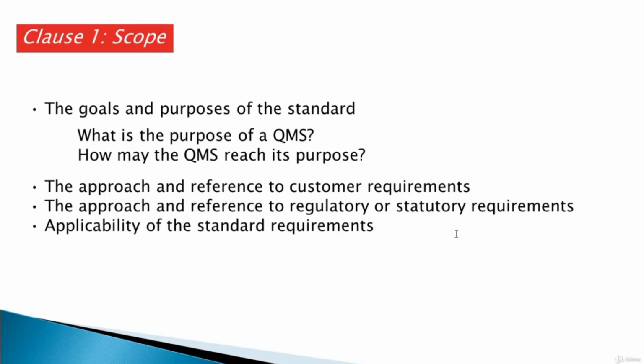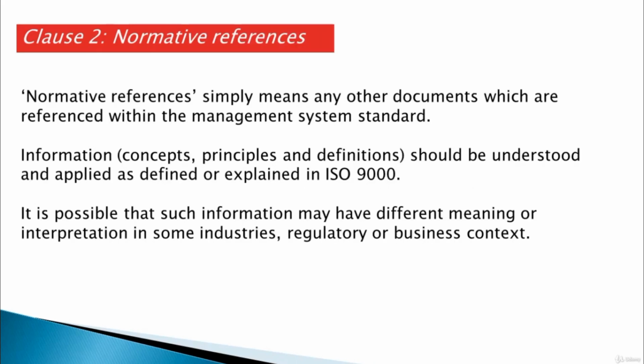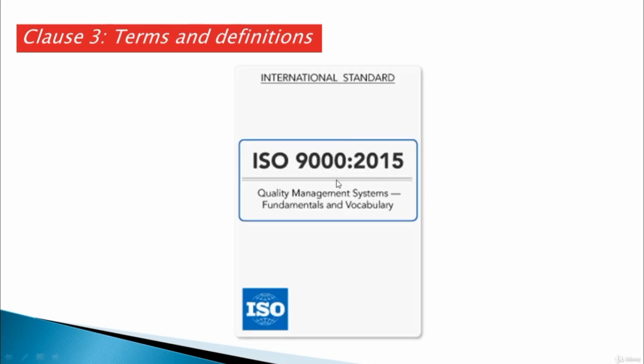And we're also talking about the applicability of the standard requirements. All the requirements of the standard are intended to be applicable to any organization regardless of its type or size or the products and services it's providing. Clause 2 is normative references, which simply means any other documents which are referenced within the management system standard. In the case of ISO 9001, the 2015 revision, a lot of references are made to ISO 9000, 2015 quality management systems, fundamentals and vocabulary, which is what clause 3 is all about.